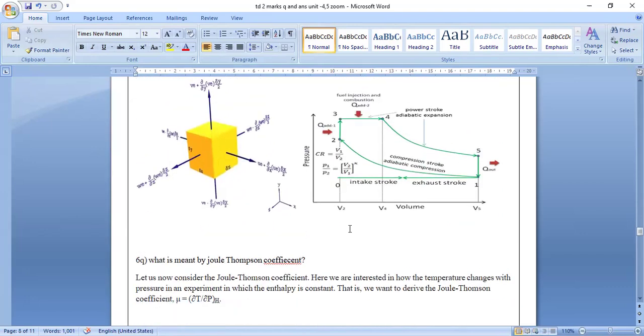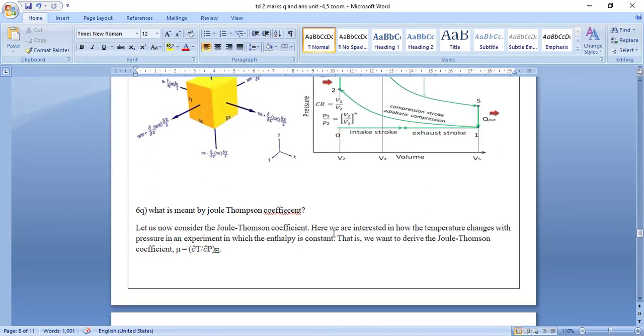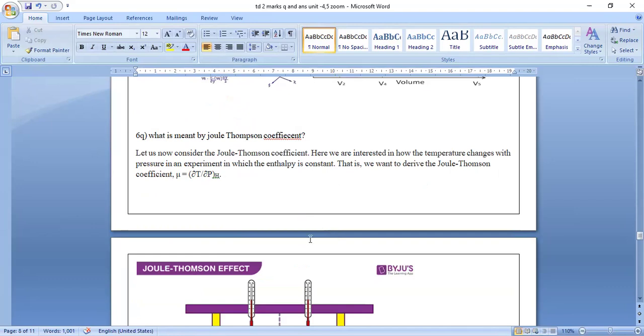So here I am also showing some pressure and volume. I think this one is a dual cycle. So later I will discuss that image.